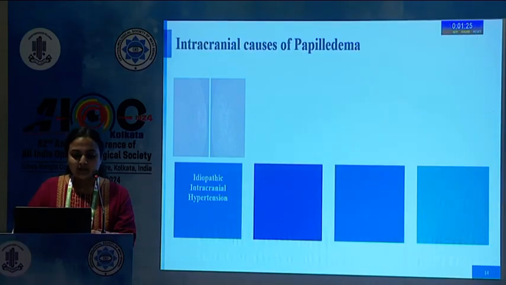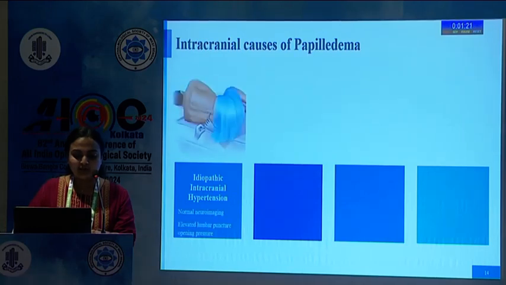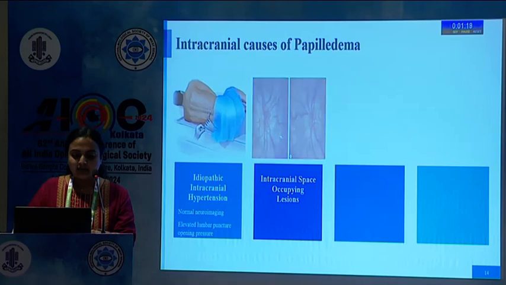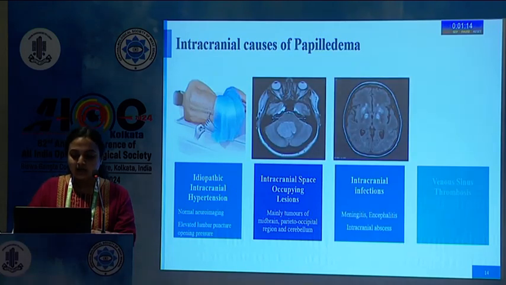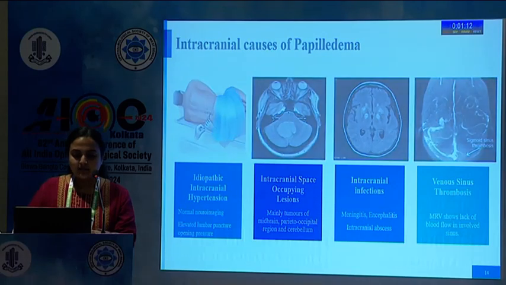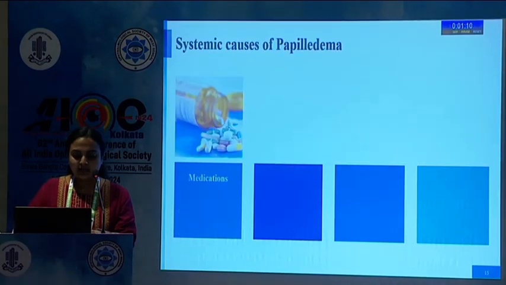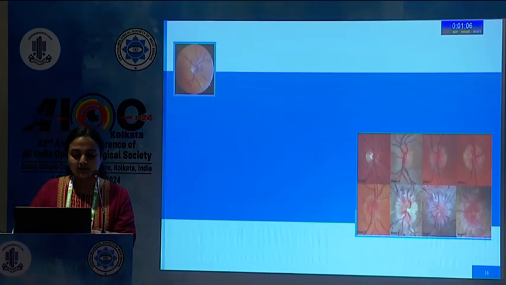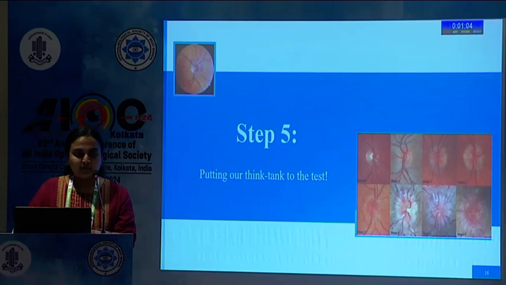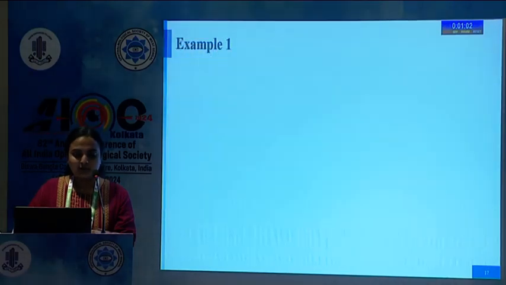So intracranial causes of papilledema will include IIH, where neuroimaging, everything is normal, just that there is elevated lumbar puncture pressure, ICSOLs, which are space-occupying lesions, intracranial infections, and last will be venous sinus thrombosis. Some systemic causes also exist, which include medications, obstructive sleep apnea, polycystic ovarian disease, and microcytic anemia. So step number 5, let us put what knowledge we have gained to the test.